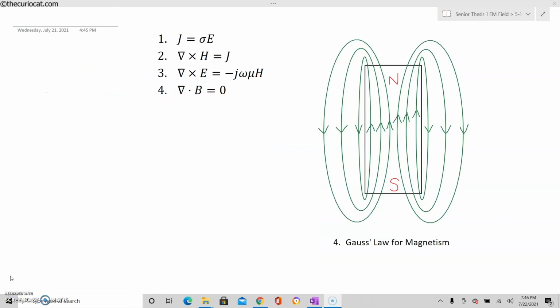Now finally, we have reached the fourth equation, which is Gauss's law for magnetism. The way you say this equation is the divergence of the magnetic flux density B is equal to 0. To understand this law, I have drawn a magnet showing a bunch of magnetic field lines. So each one of these lines is a magnetic field line H.